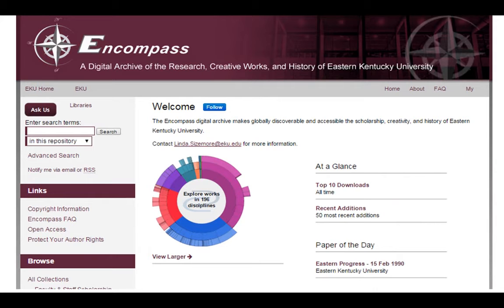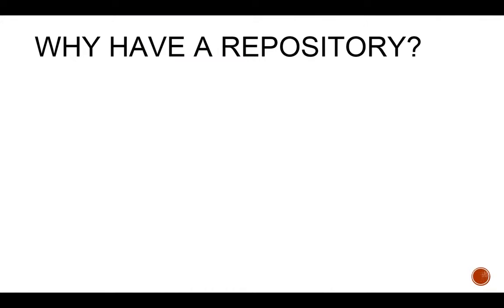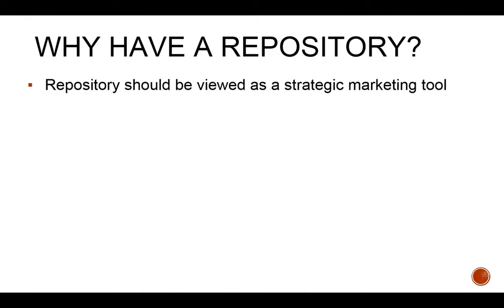In comparison, Eastern Kentucky tracks the top 10 downloads of all time, the 50 most recent editions, and a highlighted paper of the day. EKU also has taken advantage of the platform to grow as a journal publisher. The school currently hosts 5 open access titles. Why have a repository? I encourage you to browse the sites of the other state repositories to see just how we can use our own as a strategic marketing tool.